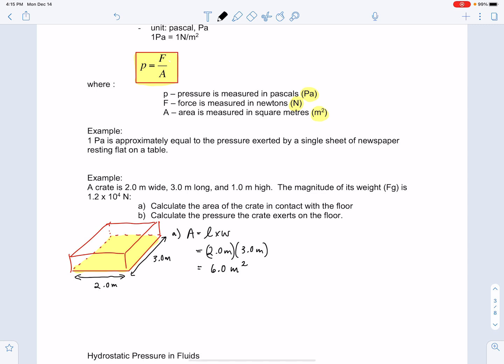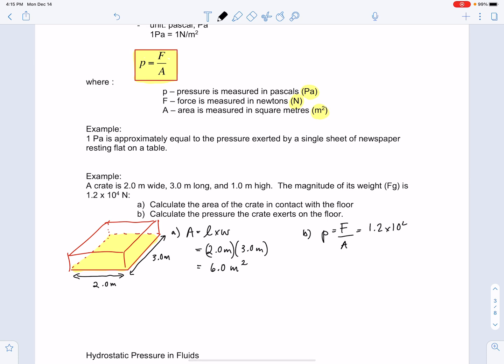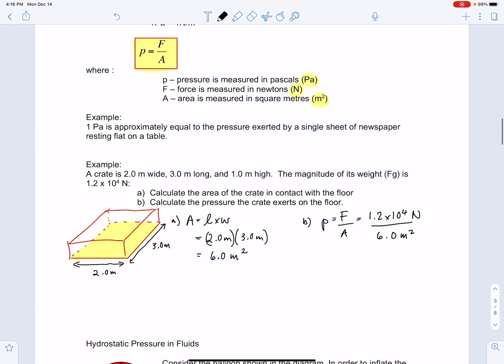This is part A. In part B, they want us to find the pressure, which is equal to the force divided by the area. We're given the force above, it's 1.2 times 10 to the power of 4 newtons, divided by an area of 6.0 meters squared. So we're going to punch this into our calculator. Punch it in carefully so that you get the proper scientific notation. We end up with a pressure of 2,000 pascals.